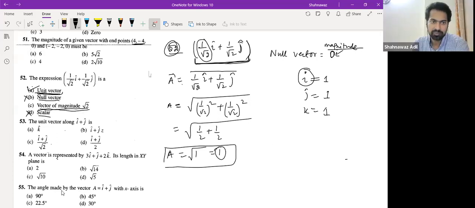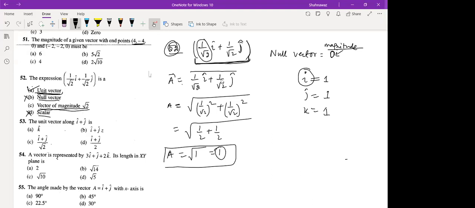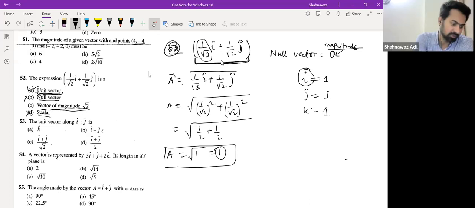Understood? Yes, sir. Okay, we can do one more problem because Rishita has agreed. So let's quickly do one problem and then we'll start the next one. Siddhika, you please quickly note down this problem. Okay, sir.